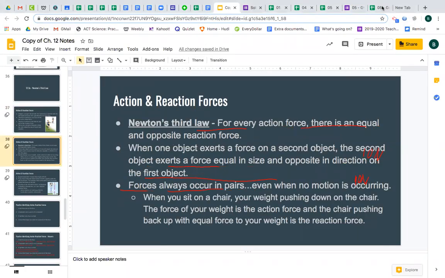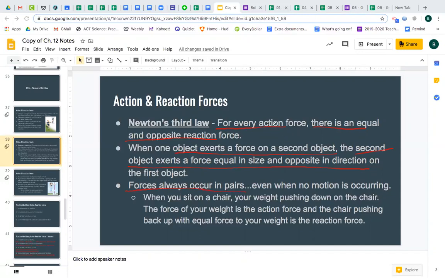So you can get it written down, Newton's third law states that for every action force, there's an equal and opposite reaction force. For every action, there's an equal and opposite reaction. We kind of implied the actions and reactions are forces, so if you want to write force behind it, you may. When one object exerts a force on a second object, the second object exerts a force equal in size, opposite in direction on the first object at the same time. And these forces always occur in pairs, so we call them action-reaction pairs.